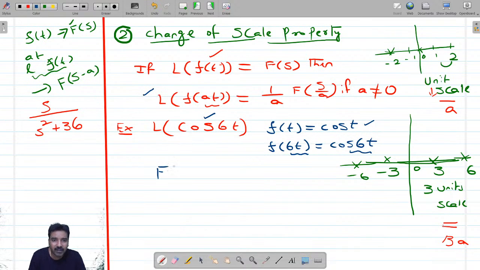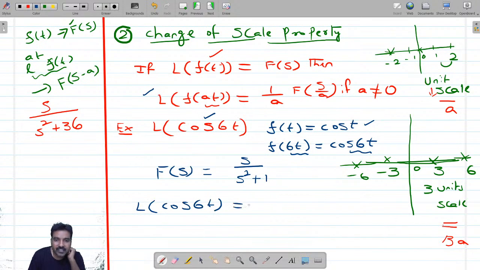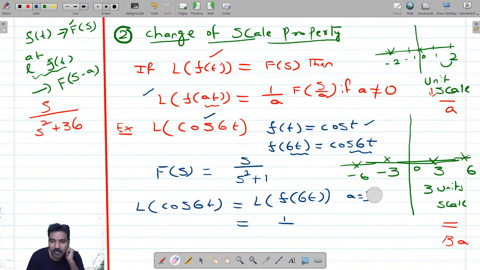So here what is capital F of s? Laplace transform of cos t. Laplace transform of cos t is s by s square plus 1. Now therefore, Laplace of cos 6t is Laplace of f of 6t, because f of t is cos t. So therefore I can write it as 1 by 6. Here a value is 6.